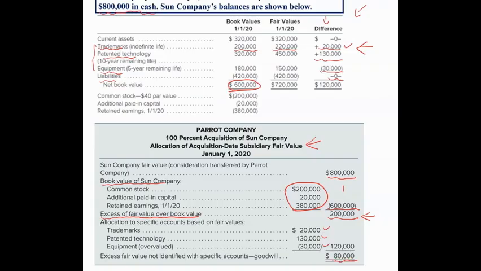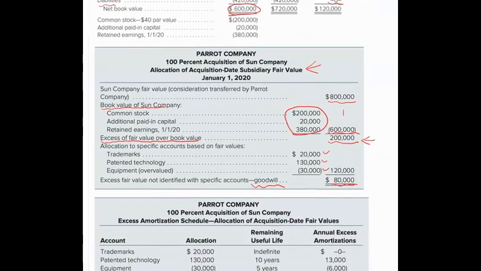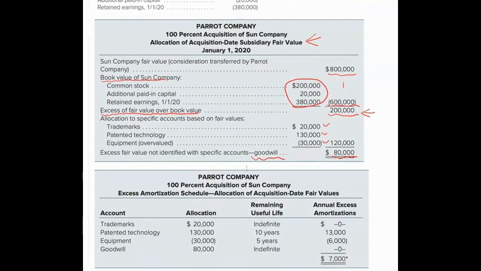And this leftover positive amount, or the debit amount, goes to goodwill. Well, if you get a negative number here, then that will go to the gain on bargain purchase. Okay, so that's how we allocate the acquisition day subsidiary fair value to those accounts. And then let's continue to introduce something new. After we allocate this acquisition day subsidiary fair value, we need to prepare this excess amortization schedule.